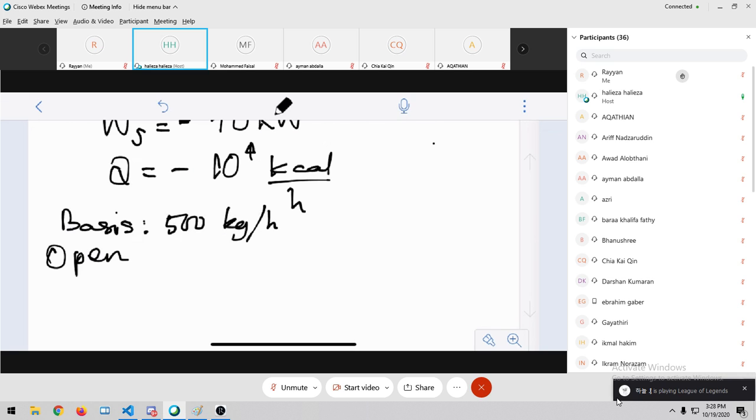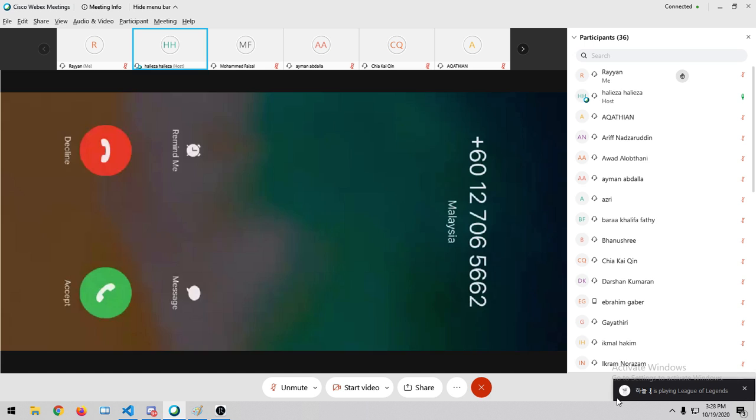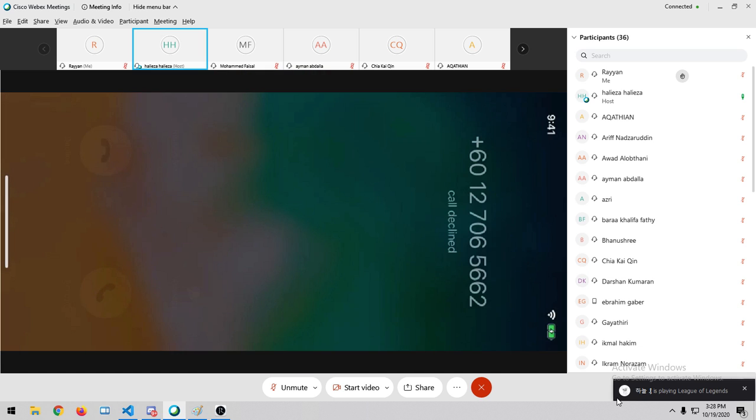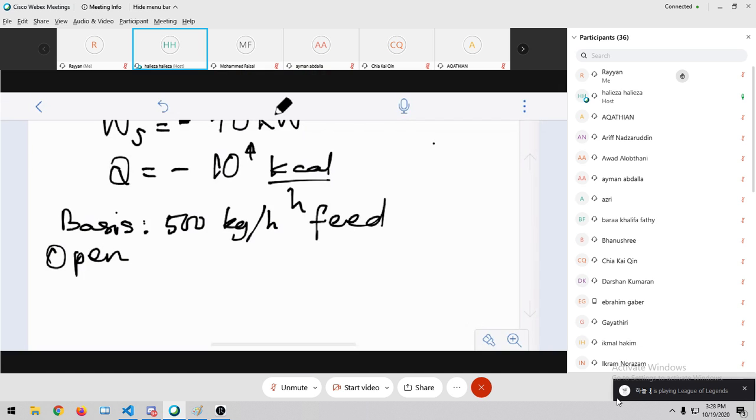Okay. 500 kilogram per hour of steam coming in. That's your basis. In, coming in. 500 kilogram per hour. So it's an open system.